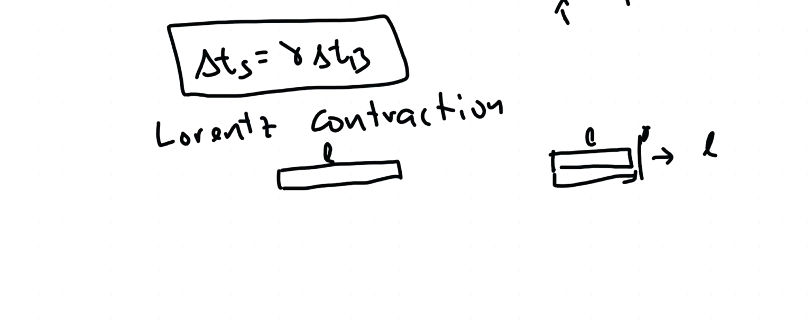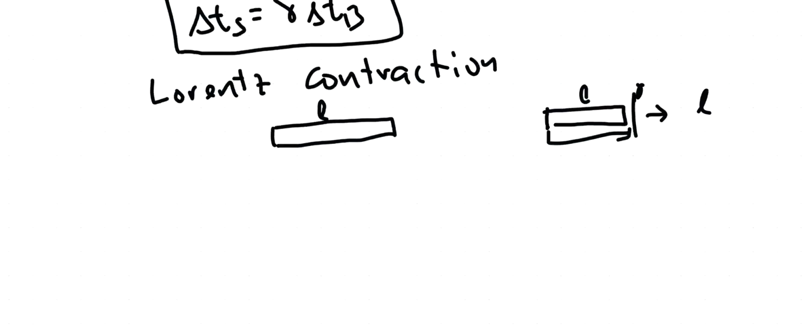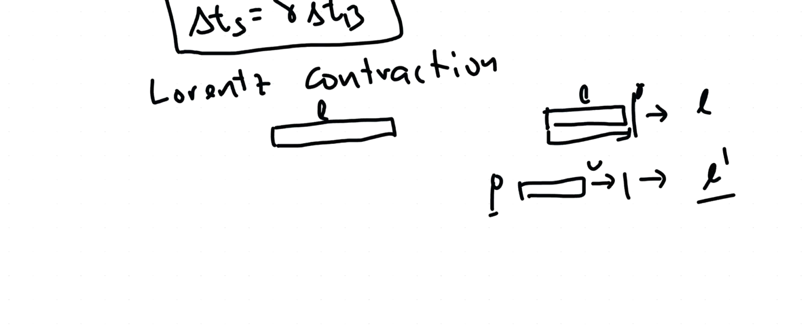This person will measure some length L. But suppose that there's another experiment where there's another person, let's say here, and compared to this person, the ruler is moving with velocity v. This other person will measure some other value, L prime, for the length of the ruler. So that's the statement, that's the phenomenon, Lorentz contraction. And now what we want to do is derive Lorentz contraction.